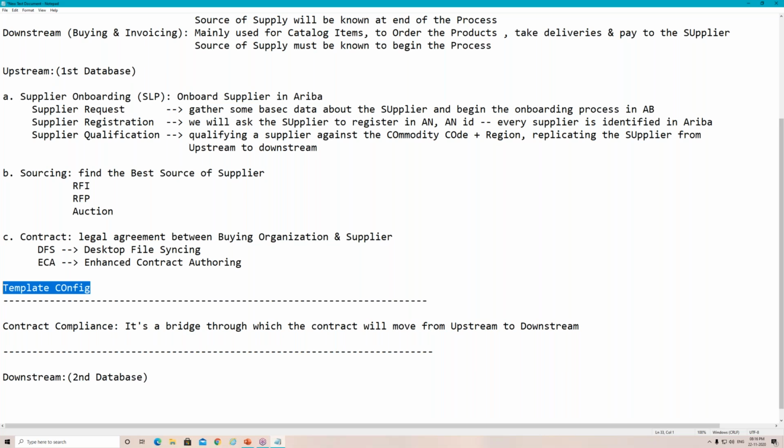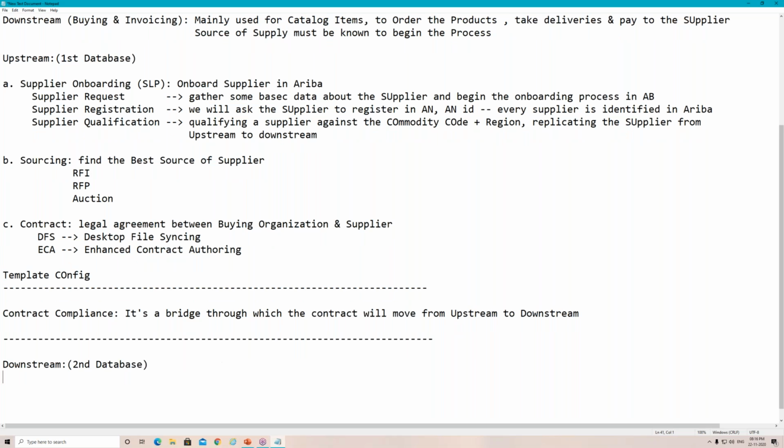Now let us come to the downstream part. In the downstream part, what is the major process? I will say, P2P, the procure to pay process. What is procure to pay process? I think all of you will say, yes, Manoj, I do understand this, it's not a very big issue. Then I will say, yes, purchase requisition. You will directly create a purchase requisition from the catalog items, then approval workflow, then PO.